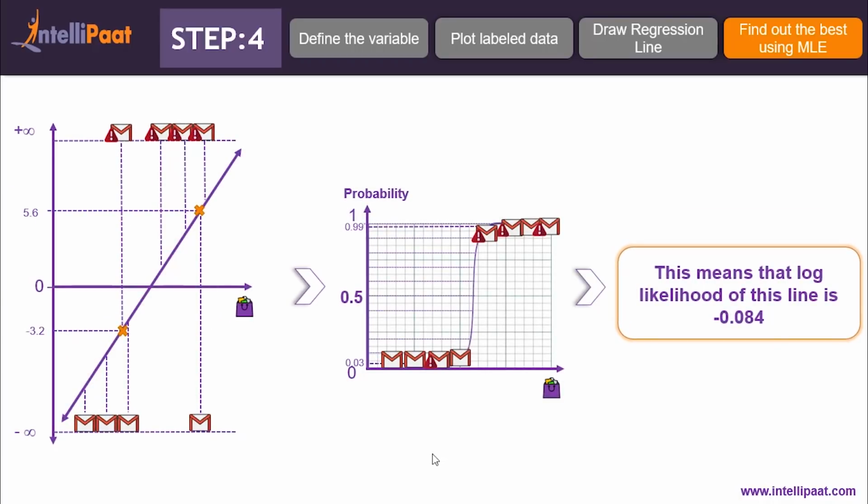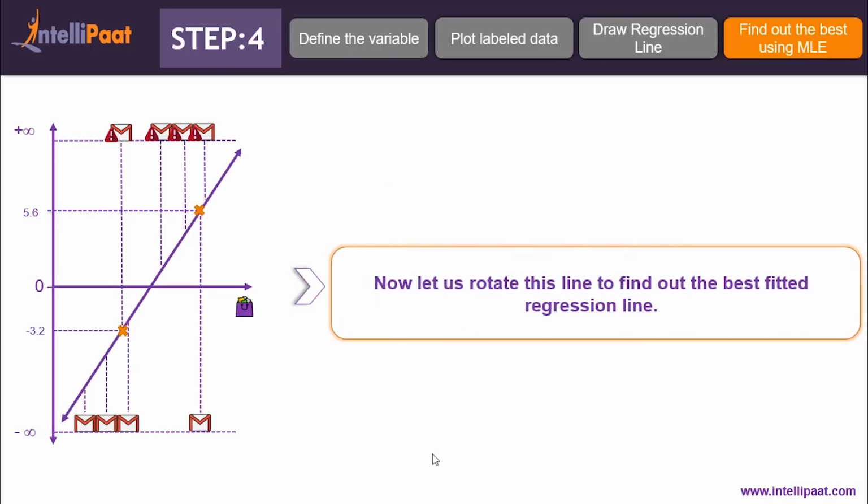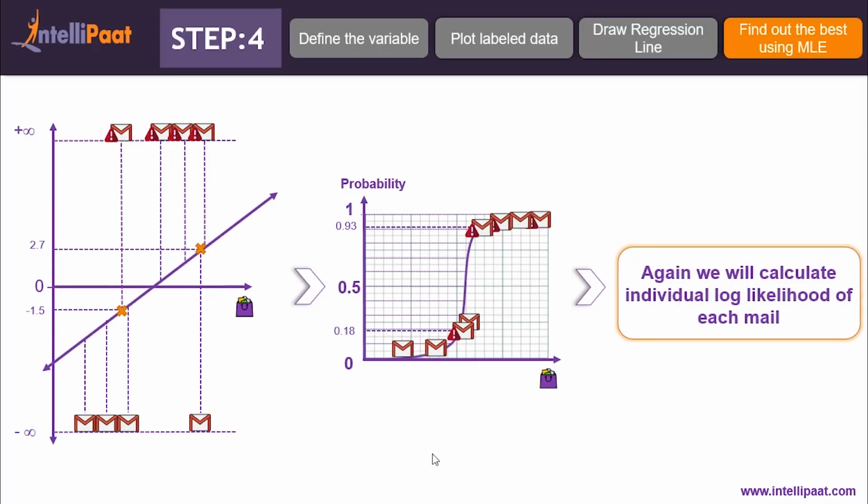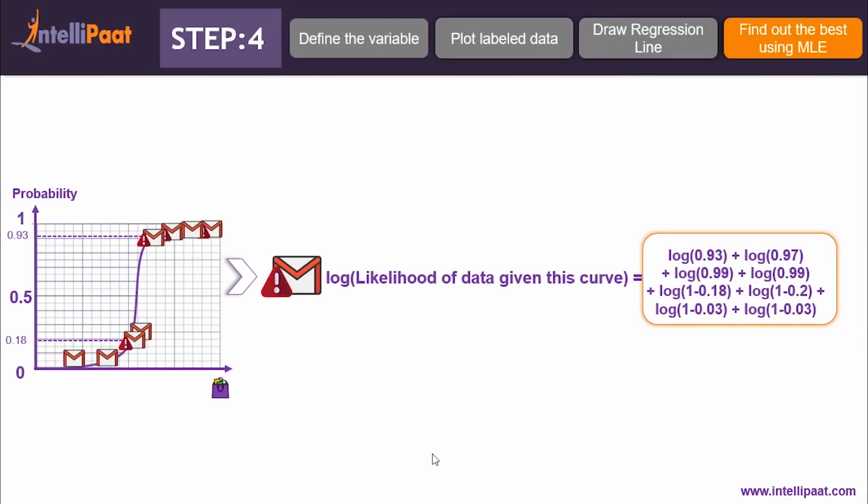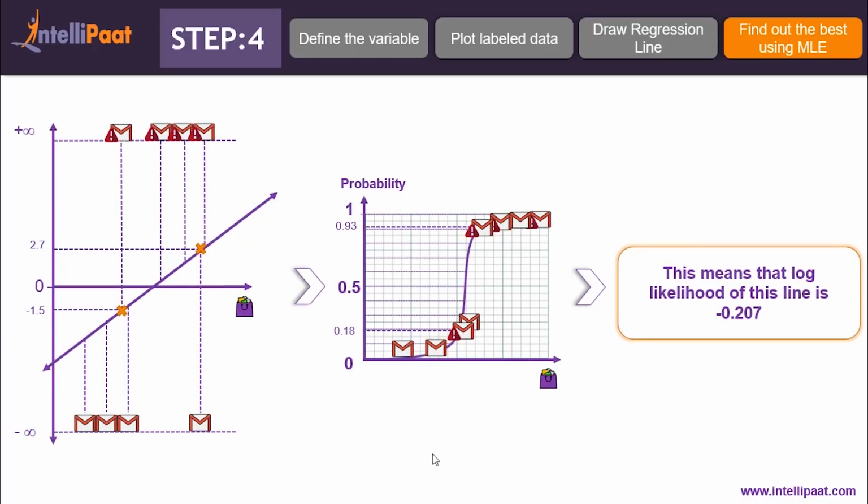Now let us rotate this line to find out the best fitted regression line. Again we calculate the individual log likelihood of each mail. For this one, let's say we got the log likelihoods shown on your screen. So the final value we got is minus 0.207.